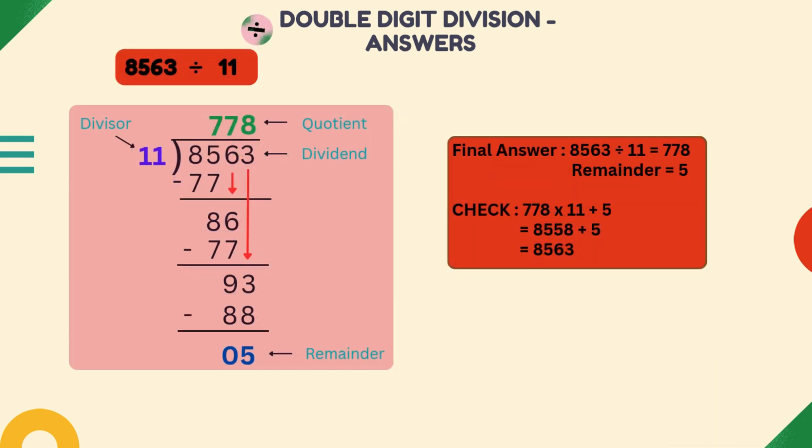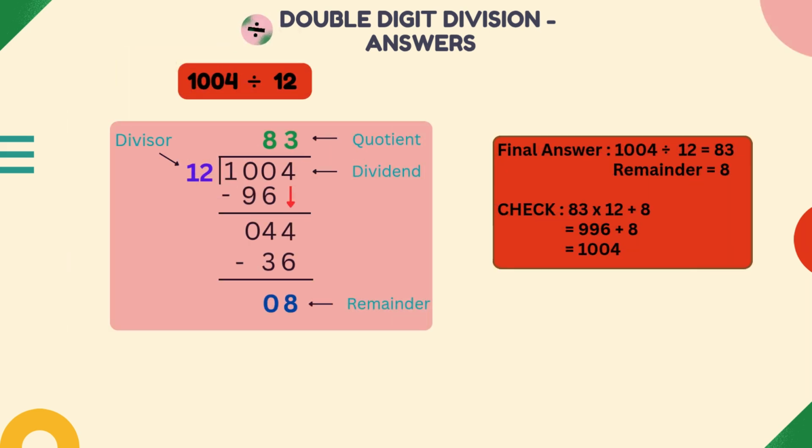8563 divided by 11. The final answer is 778 with remainder 5. Now to check if we have got the correct answer, we apply: divisor times quotient plus remainder equals dividend. 11 times 778 is 8558. Add remainder 5. We get 8563, our dividend.